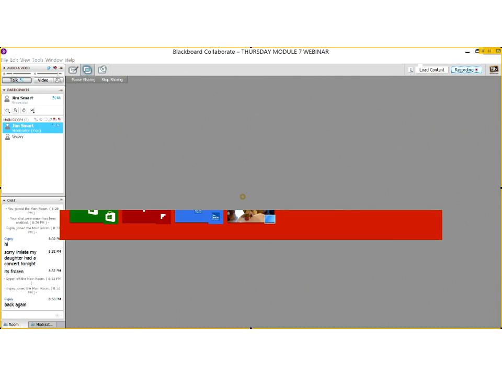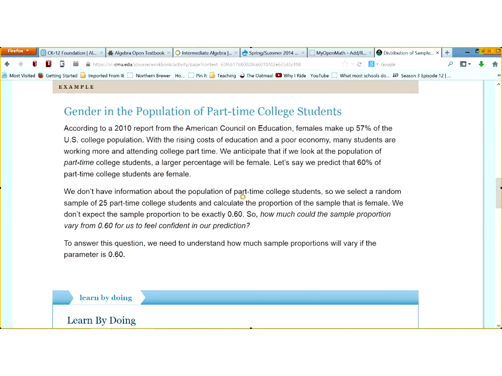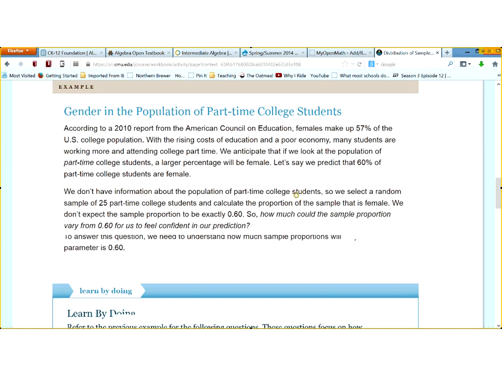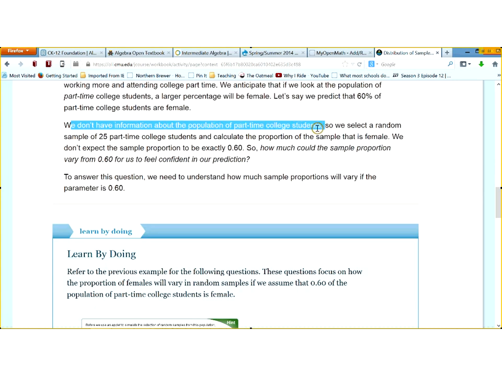Okay, so here we're going to talk about the population of college students, and this says females make up 57%. It says, let's say we predict that 60% of part-time college students are females, so that we think it's a little bit higher for part-time students. We don't have information about the population of part-time college students, so we select a random sample of 25 part-time college students and calculate the proportion of the sample that is female. We don't expect the sample proportion to be exactly 0.60.